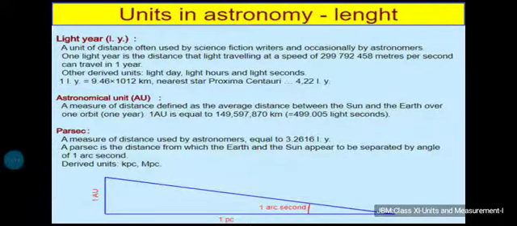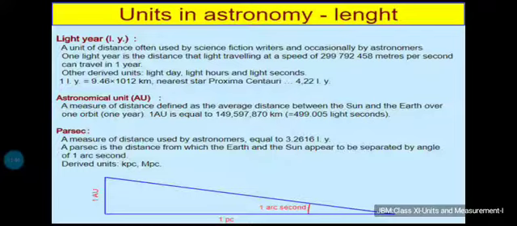Apart from this, when it comes to measurement of very large distances, especially in astronomy, we make use of 3 units: light year, astronomical unit, and parsec. Light year is a unit of distance often used by science fiction writers and occasionally by astronomers. 1 light year is the distance that light traveling at a speed of 299,792,458 meters per second can travel in 1 year. So 1 light year is equal to 9.46 into 10 to the power 12 kilometer.